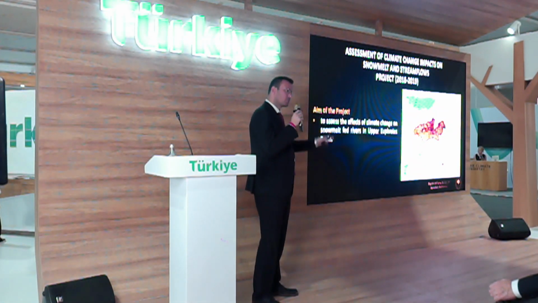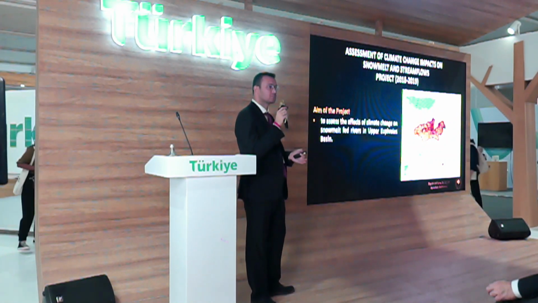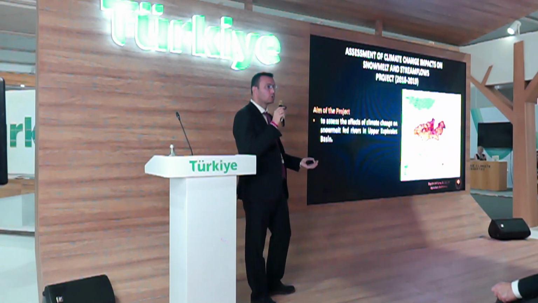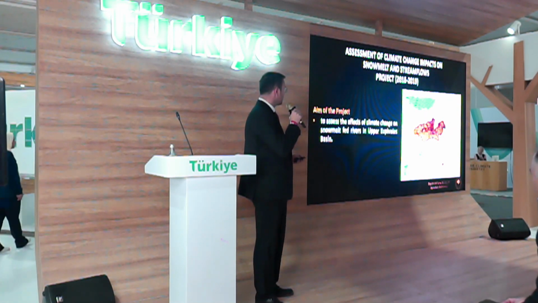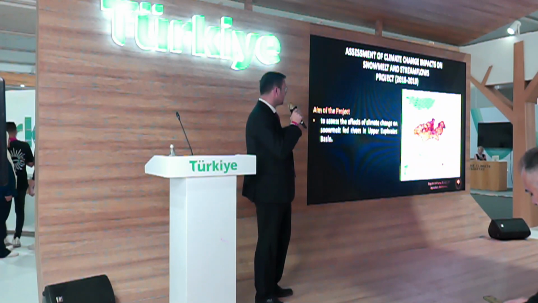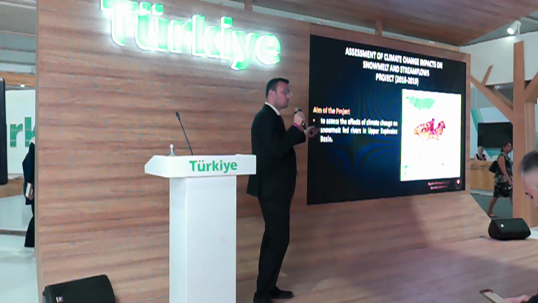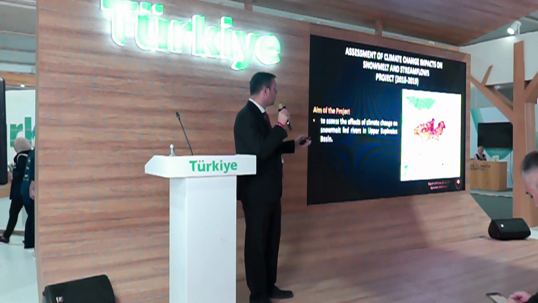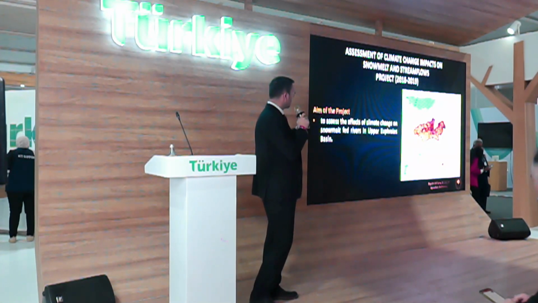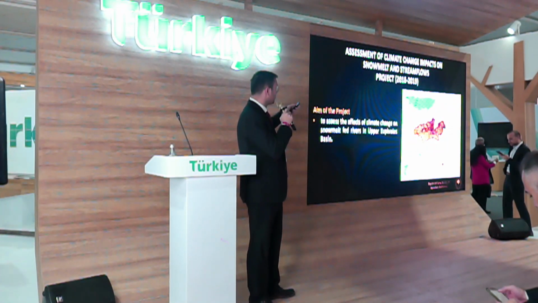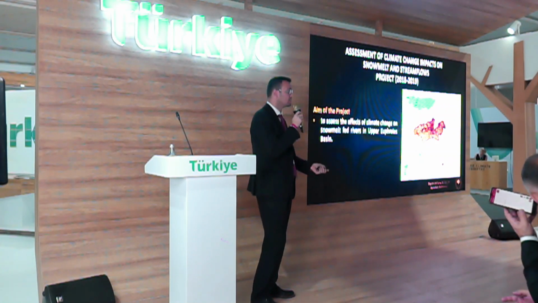After the previous project, we determined that snow-covered areas need to be studied more because they are highly vulnerable to climate change. So we conducted a project in the Euphrates and Tigris basin because annual flow in this basin mostly comes from snow melting. We completed the assessment of climate change impacts on snow melt and stream flows project between 2018 and 19.